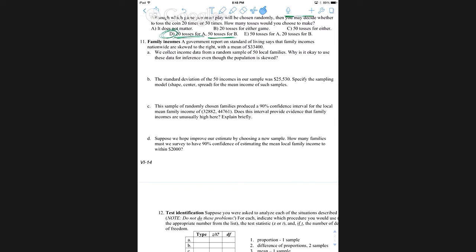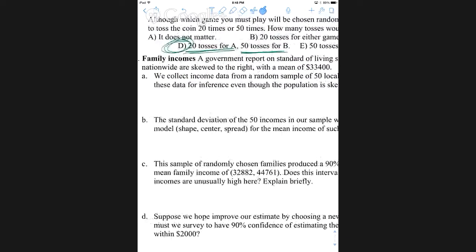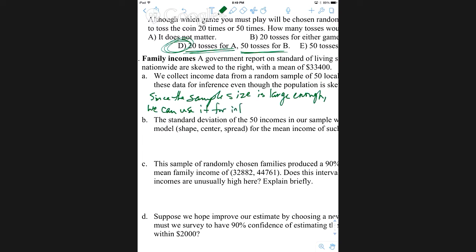So I would say that since the sample size is large enough, we can use it for inference. That's all that needs to happen, is that the sample size needs to be large enough, okay?